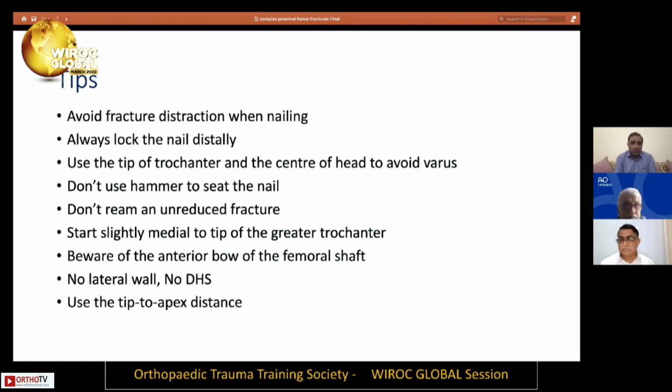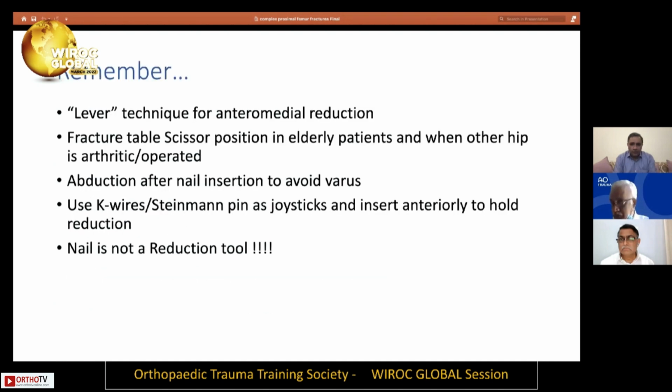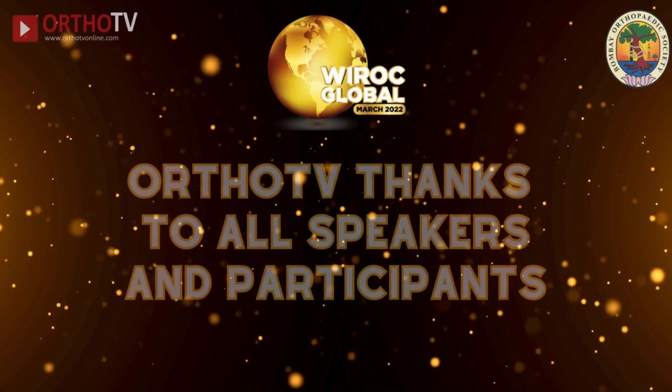And if there is no lateral wall, we should not use any DHS. And as I told you, we should try to achieve an adequate TAD. So remember, always achieve a good reduction by whatever means you are comfortable with, either by using a lever or K-wires or a Steinmann pin as a joystick, whatever. But it's very important to achieve reduction before you start nailing it, because the nail is not a reduction tool. Thank you.